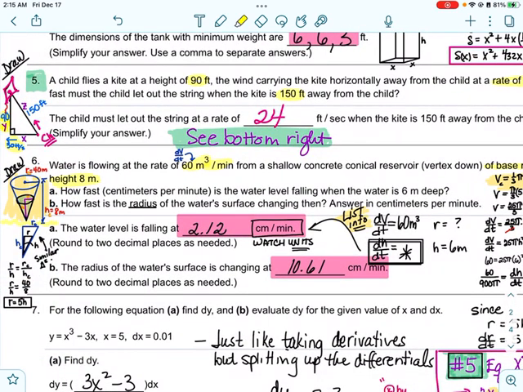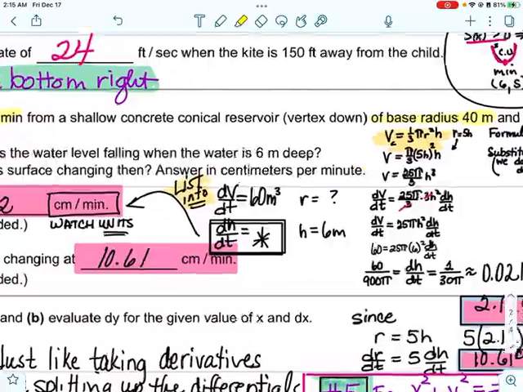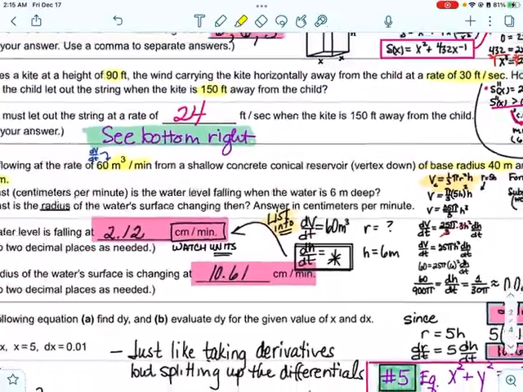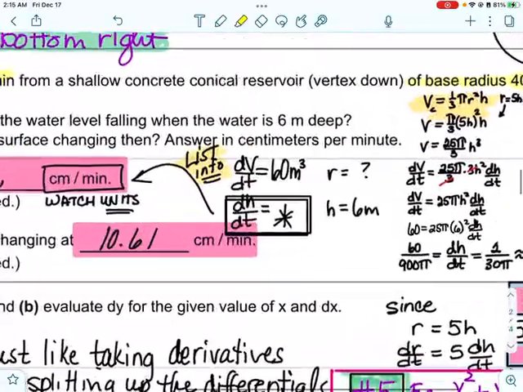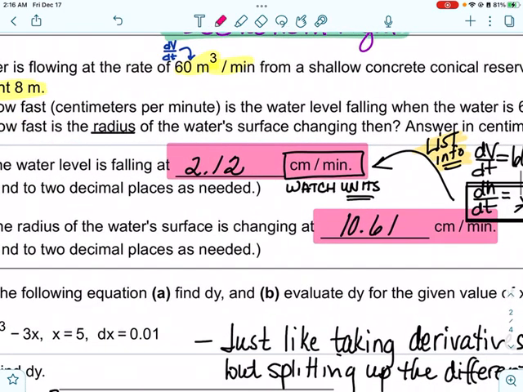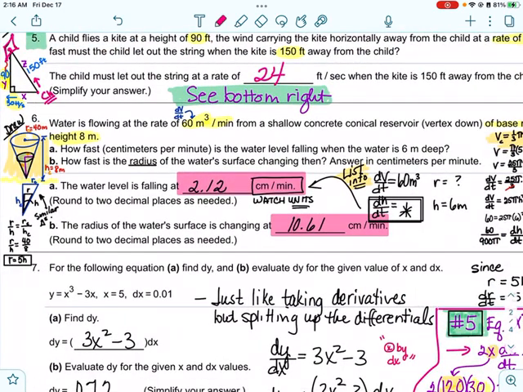So now what we want to know, the first question, is how fast the water level is falling when the water is 6 meters deep? Okay. So there's one thing that I've got to check on here. I know that the water is flowing from, so I've got a 60 in here. I just got to check. I'm going to make a comment about that, but if you saw it, you were checking your work, we'll be fixing that in a second.